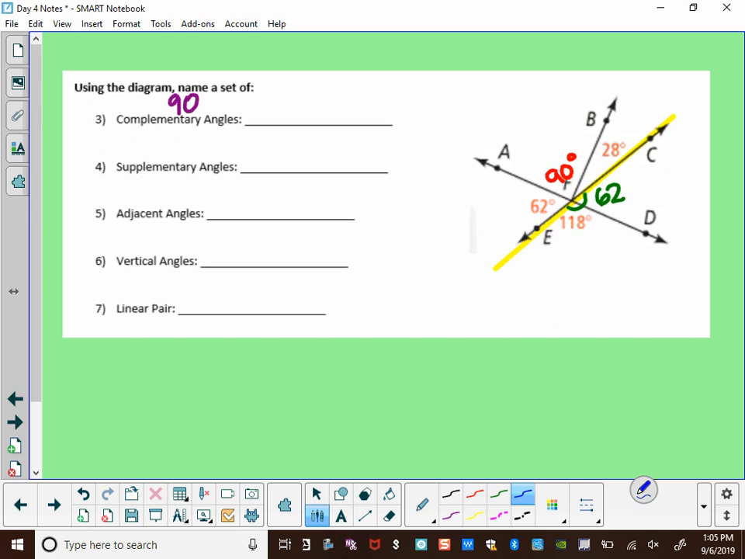AFD. AFB. AFD? B, but that's only one angle. I need two angles that add up. For it to be complementary, there's two angles that add up to 90. So let's do AFE. This angle that's 72, that works. What's 90 minus 62? Okay, so what angle that's 28 can I use? BFC. So those are complementary angles.